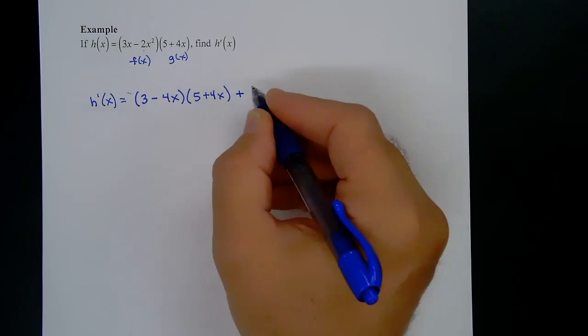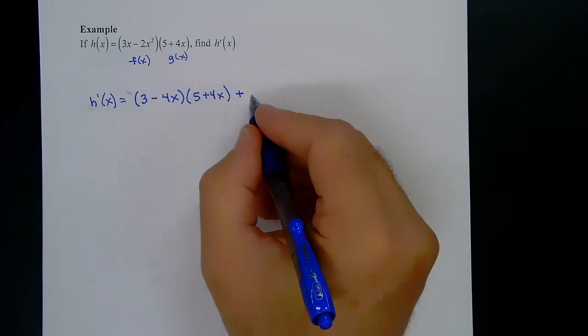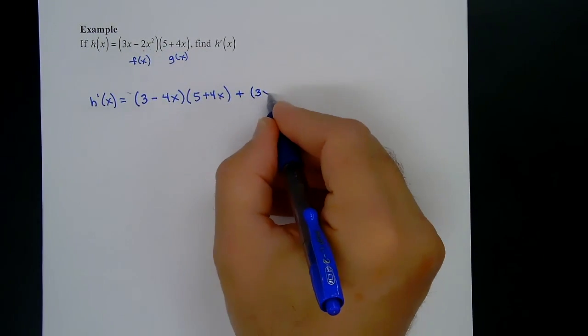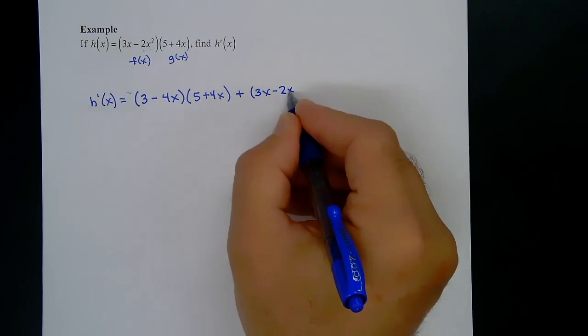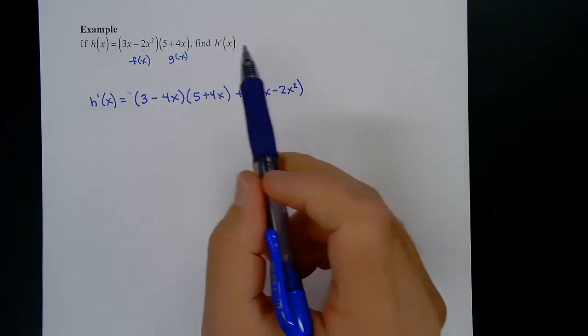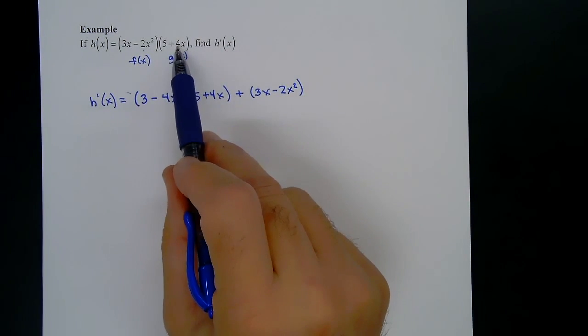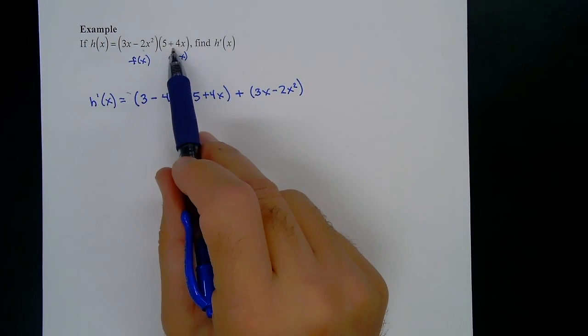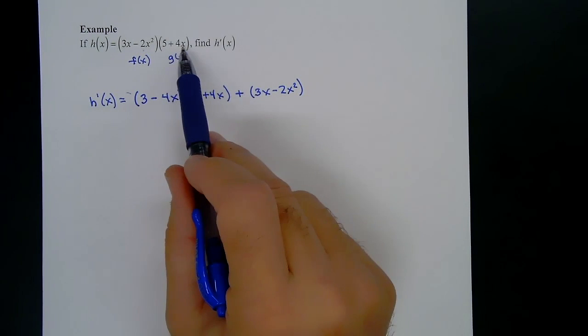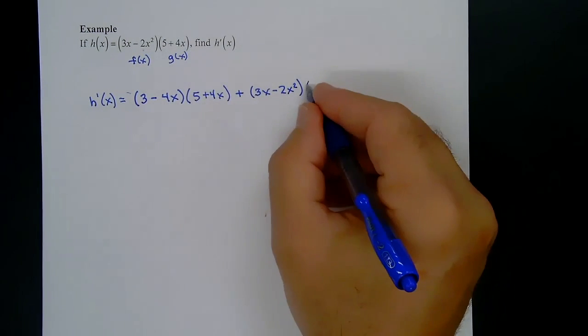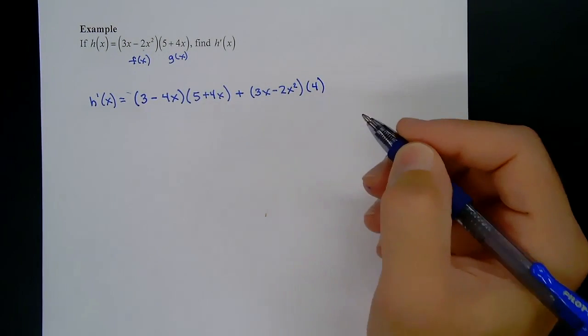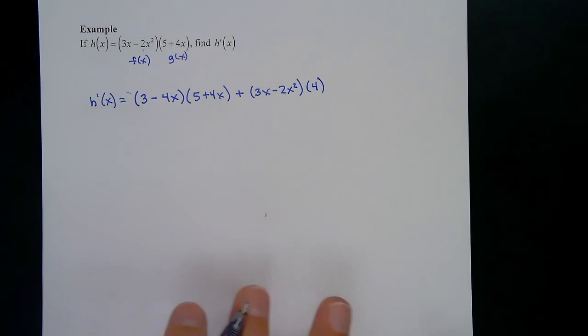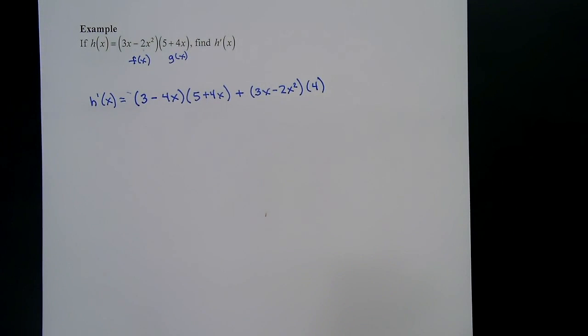And then plus the first function left alone, so 3x minus 2x squared, and then times the derivative of this second function. So the derivative of 5 would just be 0, and plus, so 0 plus 4, right? So this is just times 4. Okay, now I'm going to multiply this out. You wouldn't have to. This is the derivative. You're done with calculus. Okay, now it's just algebra.